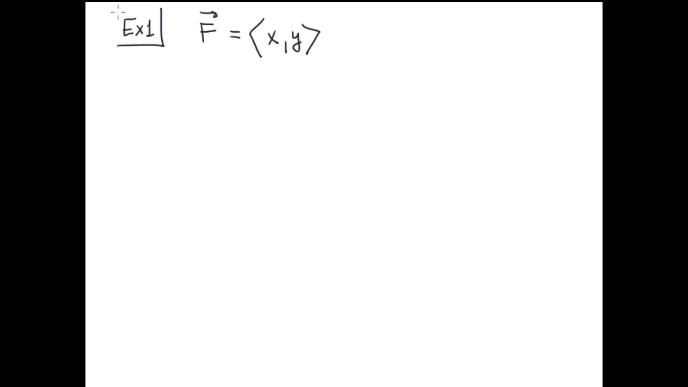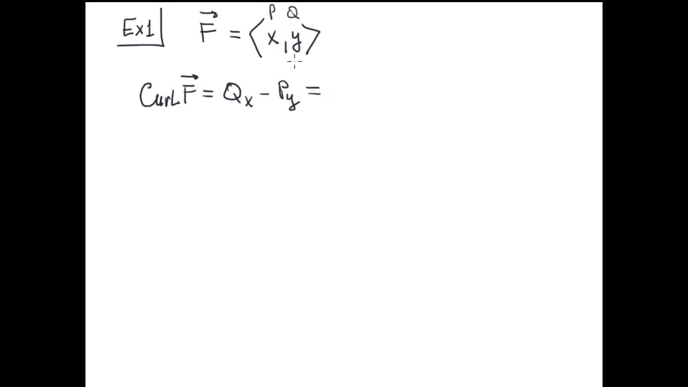Okay, let's see an example for the curl and divergence. We have this vector field. The formula to compute the curl is the partial derivative of q with respect to x minus the partial derivative of p with respect to y. In our example, this is p, this is q.